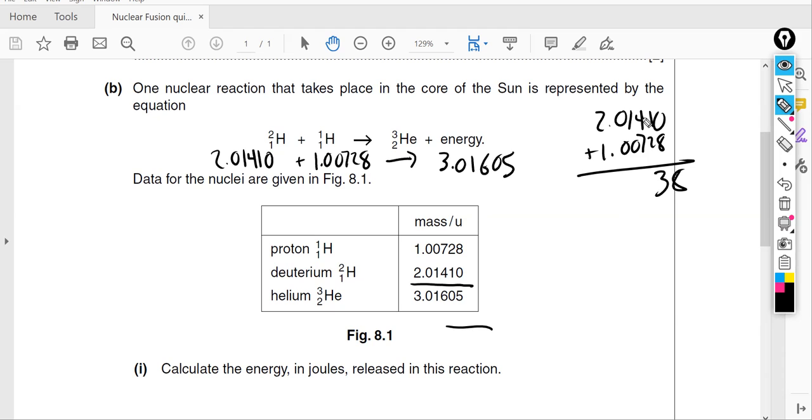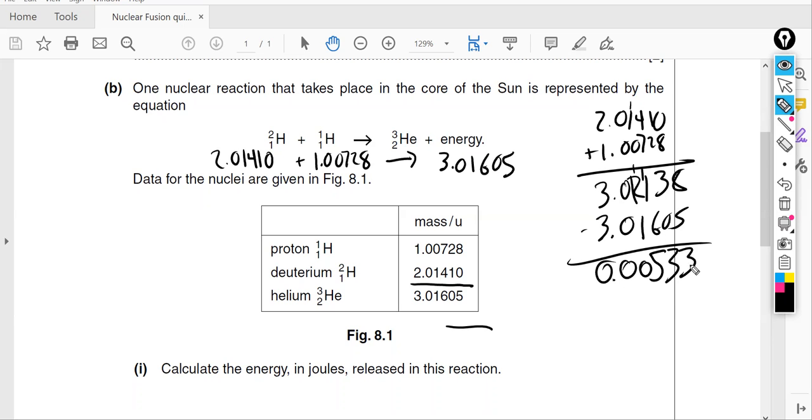8, 3, 11, carry the 1, that's a 2, that's a 0. So 3.02138 is a little bit more than 3.01605. By how much? 3 there, 3 there. Borrow, or regroup, I should say.